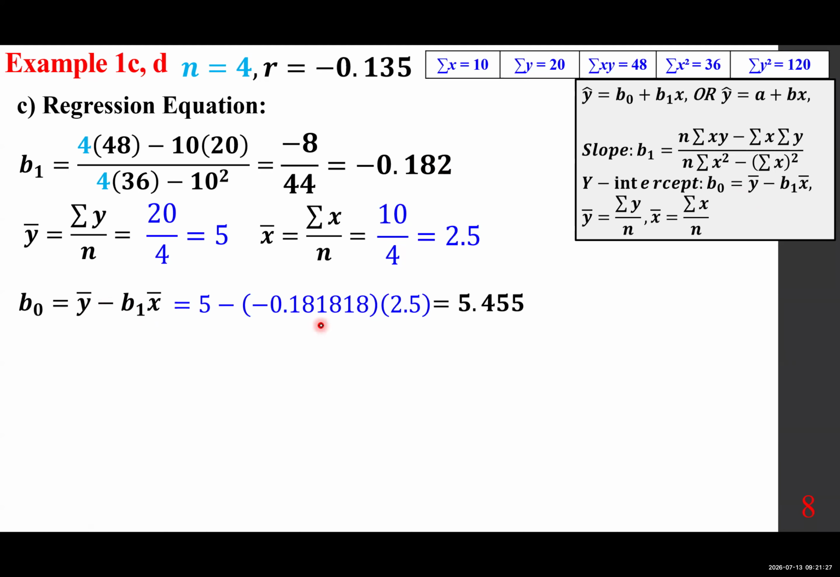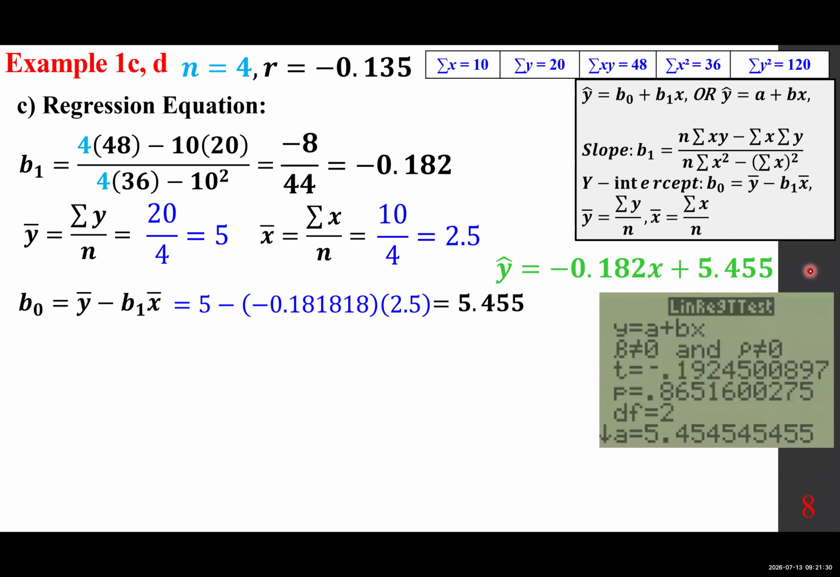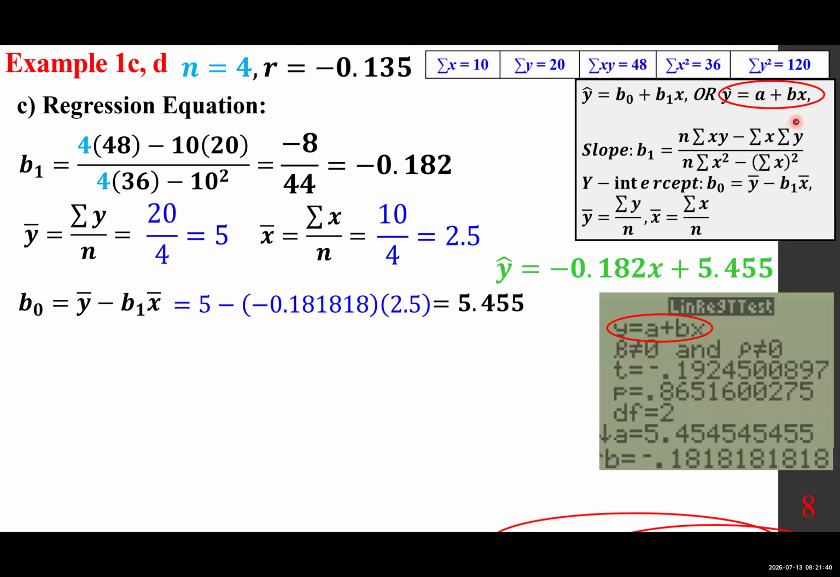So according to the formula, y hat is negative 0.182x plus 5.455. And notice y equals a plus bx, the same formula. Further notice a and b. Here's a, 5.4545, this one. And here's b, negative 0.181818, so 0.18 if you stop here, times x. So it does it for you. You need to understand that this is something you do not do by hand, but the concept should be pretty straightforward.